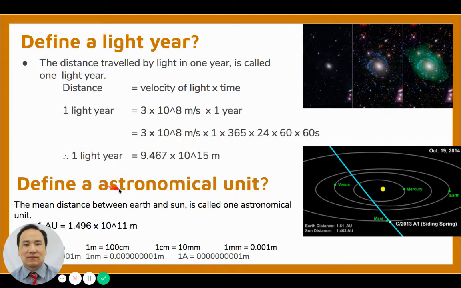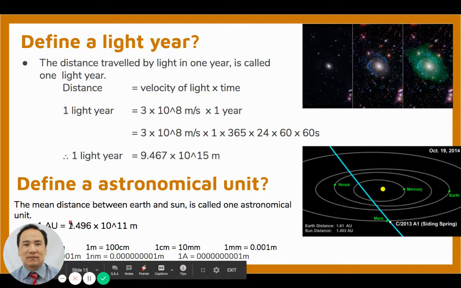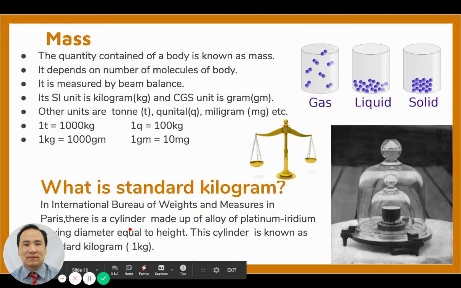Similarly, if you want to define astronomical unit, then the average distance between Sun and Earth is known as an astronomical unit. And in SI unit, 1 astronomical unit means 1.49 into 10 to the power 11 meter.